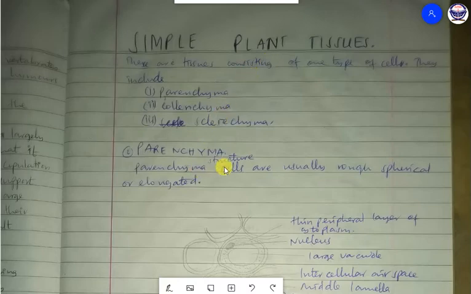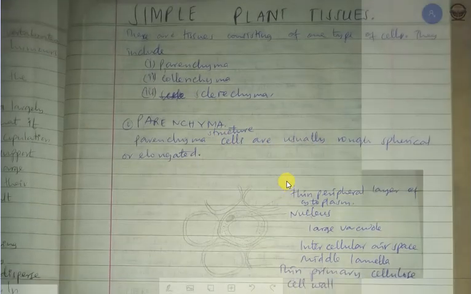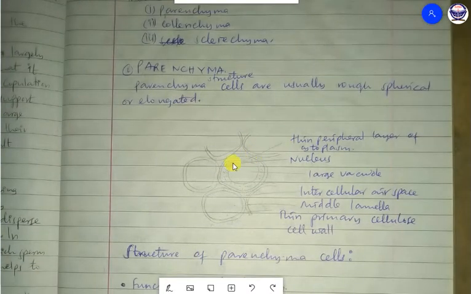Parenchyma cells, in their structure, are usually roughly spherical or elongated. You can see my diagram here of how the parenchyma cell is seen. First, they have a thin peripheral layer of cytoplasm, they have a nucleus, and then they have a large vacuole, and they have a middle lamella, intercellular air spaces, and a thin primary cellulose cell wall. You can notice something in this structure: first is the presence of the intercellular air spaces. This is not present in other categories of cell.